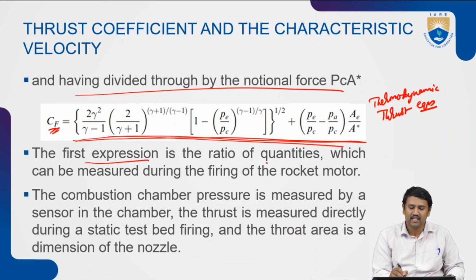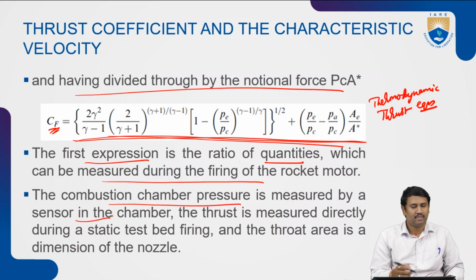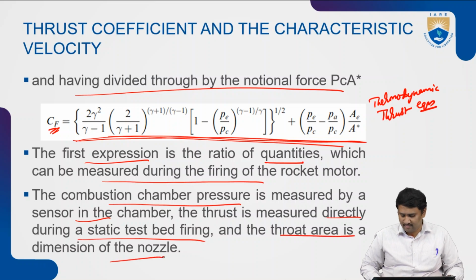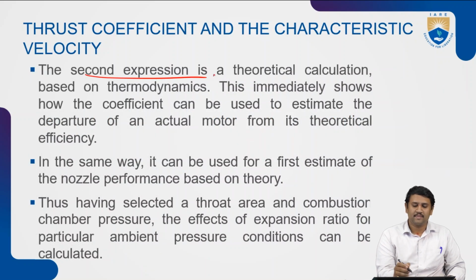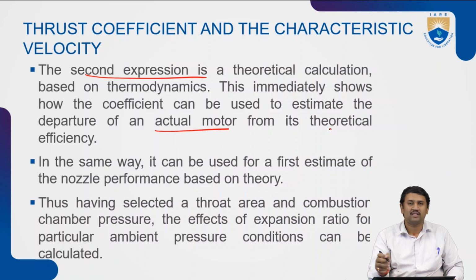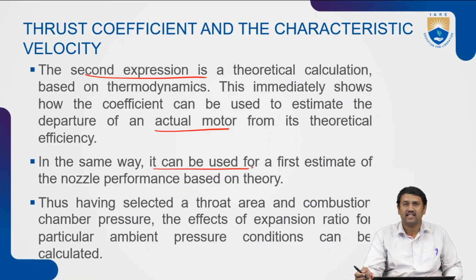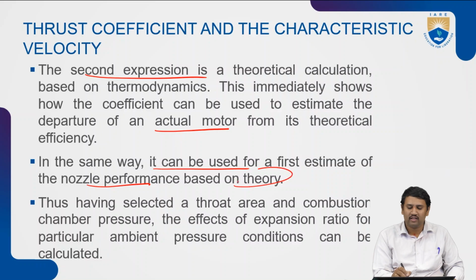Now, the first expression is the ratio of quantities which can be measured during the firing of a rocket motor: the combustion chamber pressure is measured by a sensor in the chamber, the thrust is directly measured during the static test fire, and the throat area is a dimension of the nozzle. The second expression is a theoretical calculation based on thermodynamics. This immediately shows how the coefficient can be used to estimate the departure of an actual motor from its theoretical efficiency. In the same way, it can be used for a first estimate of nozzle performance based on theory.